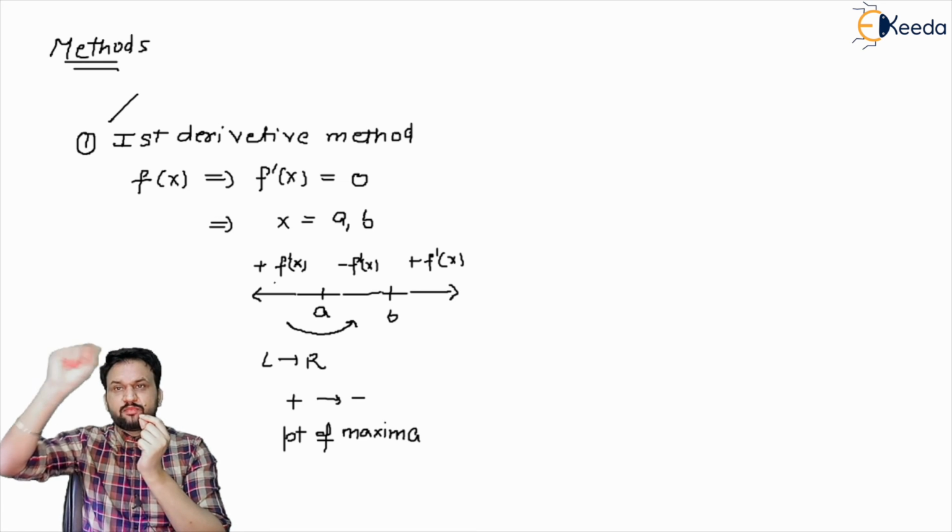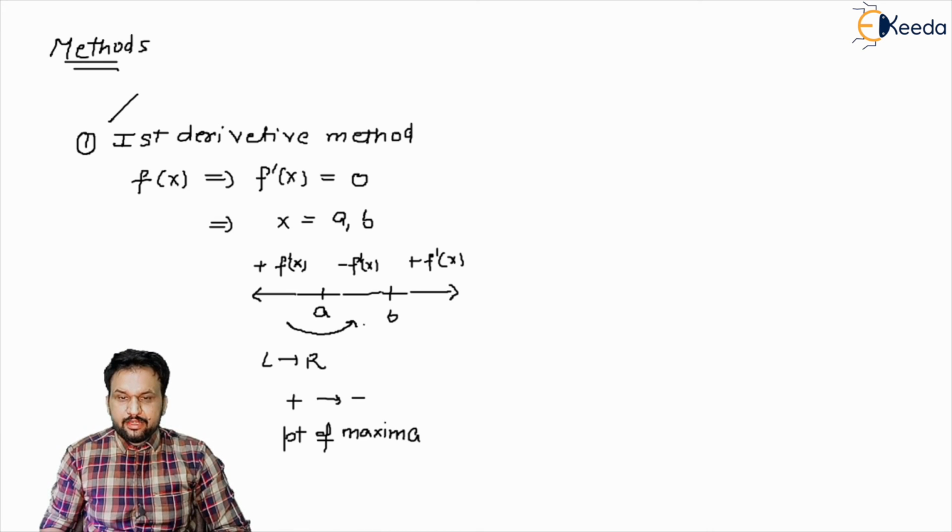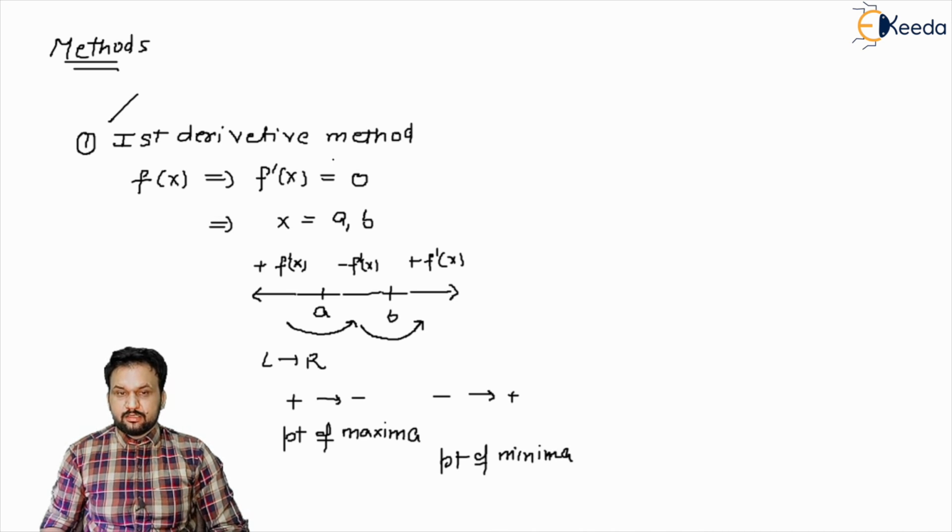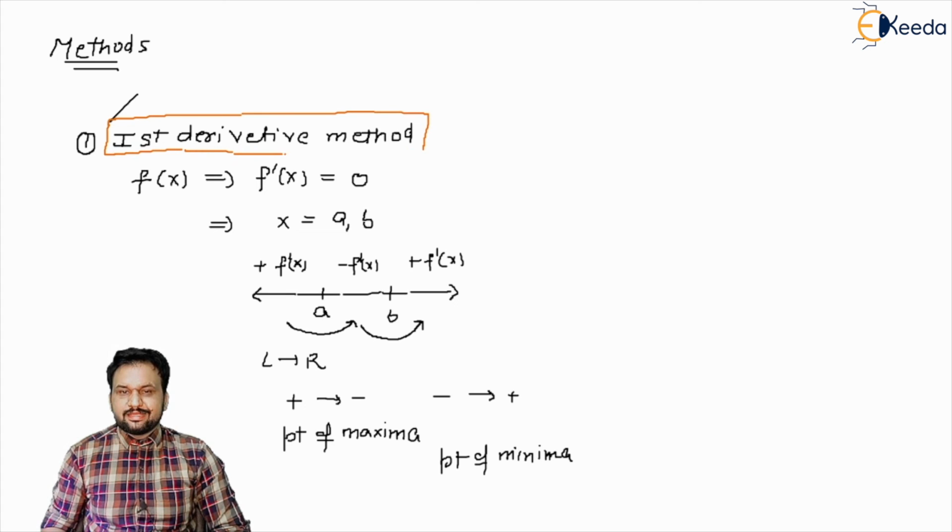So the function starts to decrease, which means that point was a maxima. After that point your function has started to decrease, and then at this point it goes from negative to positive, and if you get negative to positive, that is known as a point of minima. This was the first derivative method, essentially important. The approach is a little bit similar to increasing and decreasing functions for the first derivative.